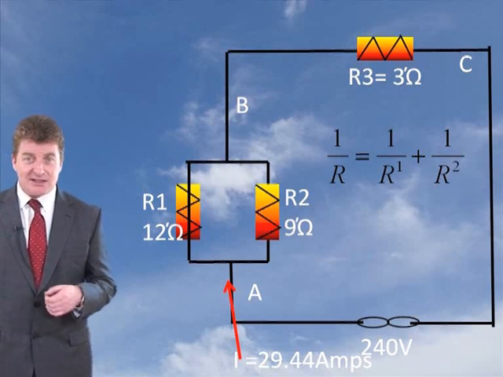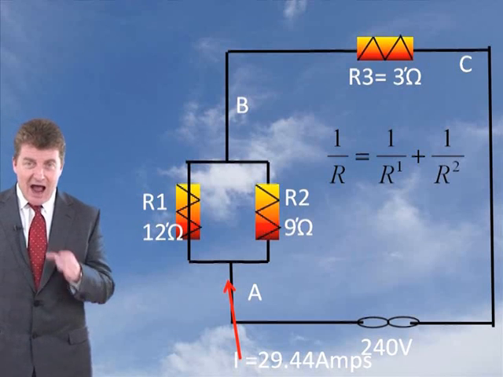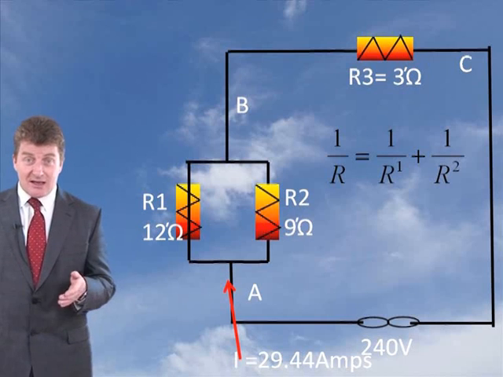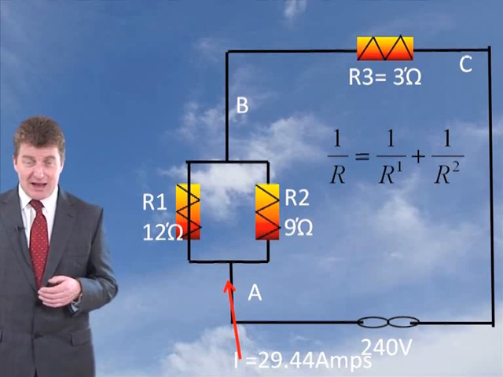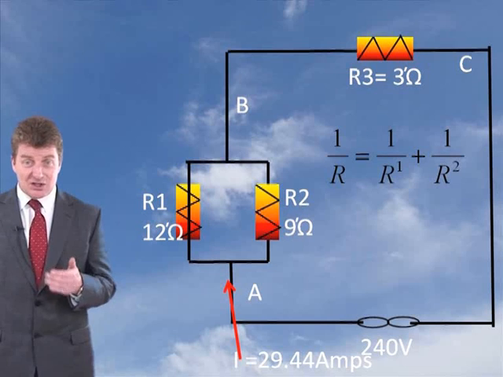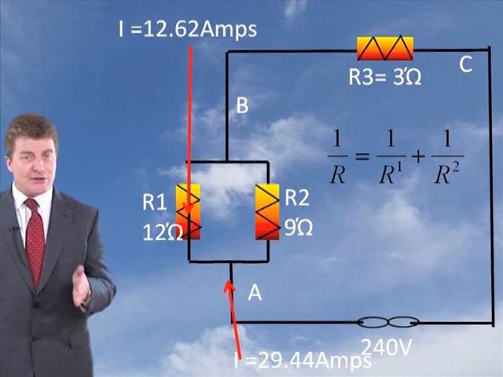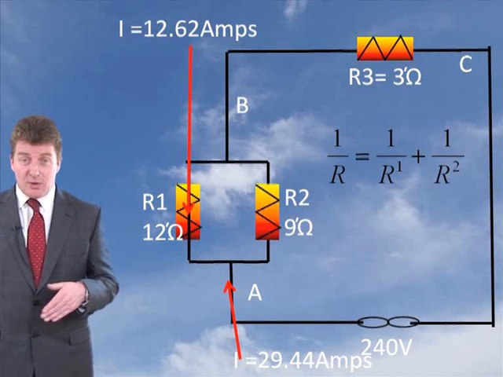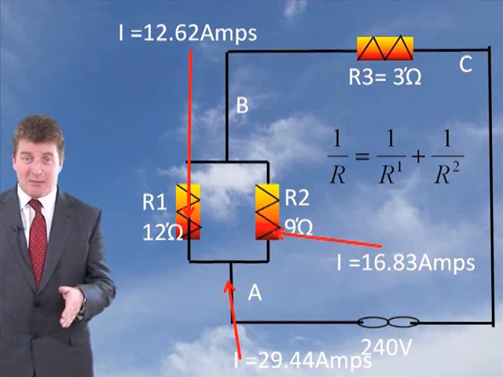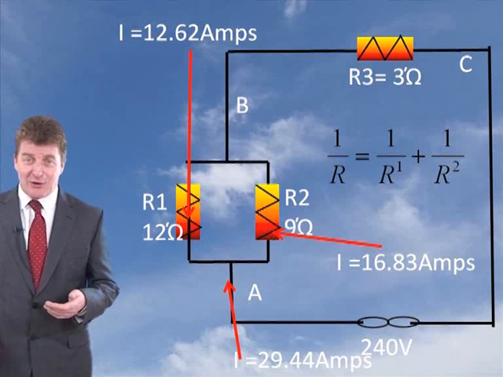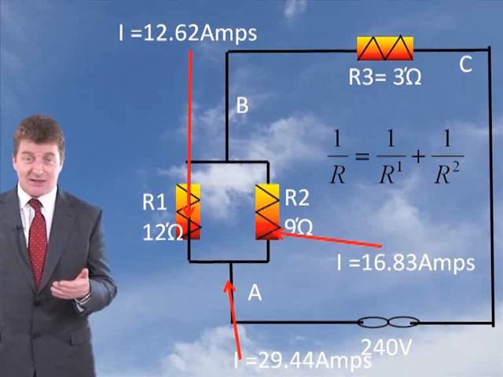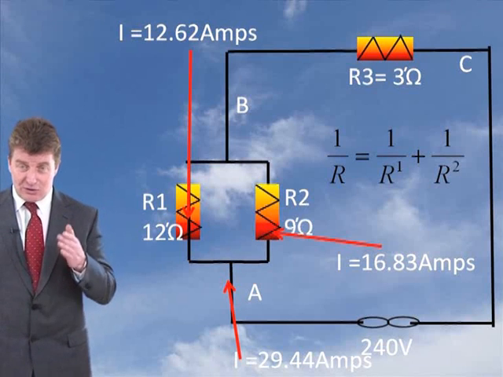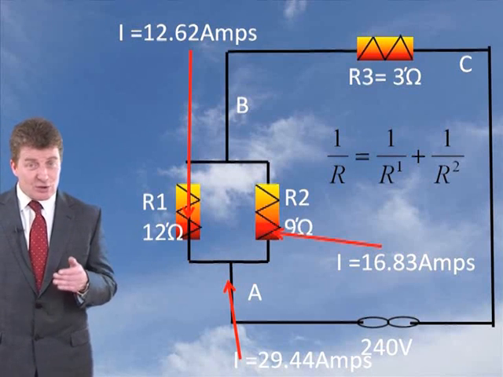Well, clearly, as the resistance to flow, the higher resistor will have the less current. So all you say is 9/21 of 29.44 is 12.62 amps. That must go through the 12 ohm resistor, and 12/21 must go through the other one, which is 16.82 amps. Do you see how you can proportion it if you know the amperage? As you can see, it adds up to give you your 29.44. So 12.62 goes through that one, and 16.82 goes through that one.